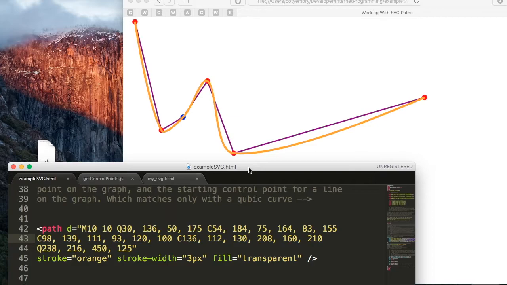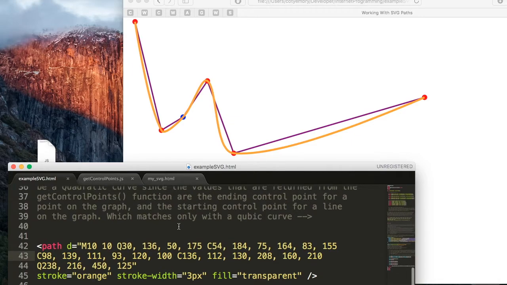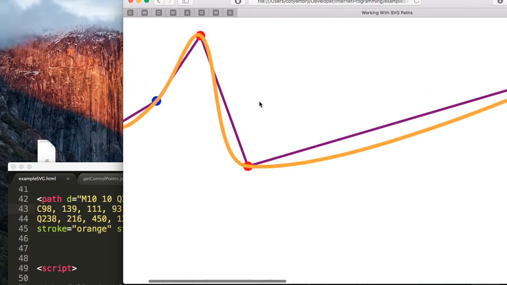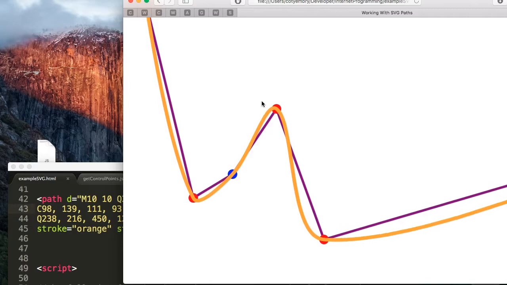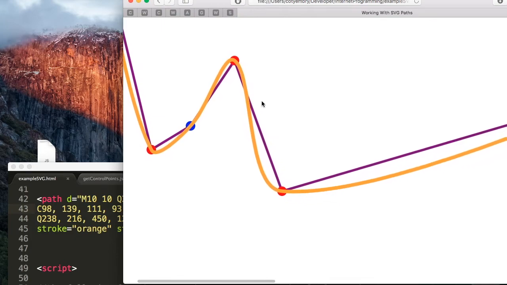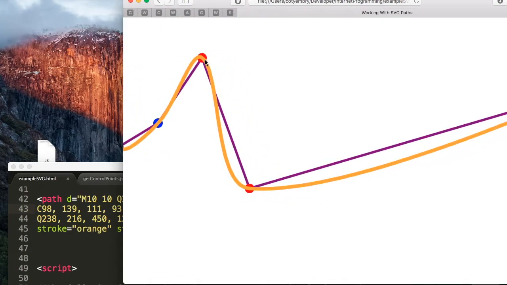Control points. I've got to talk about control points. So what is a control point? A control point is a point on a curve. Let's look at this one, for example. From here to here, just keep this segment in your head. See how this purple line is here? It's got to curve somehow, right? Something has to make it curve.